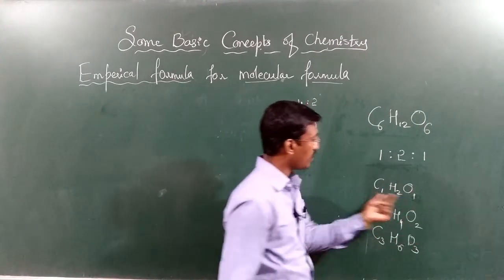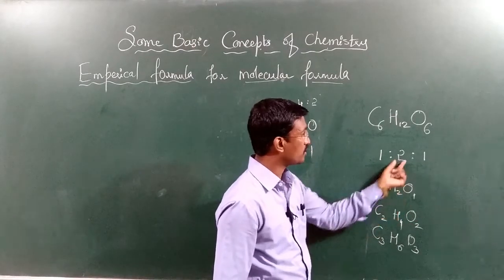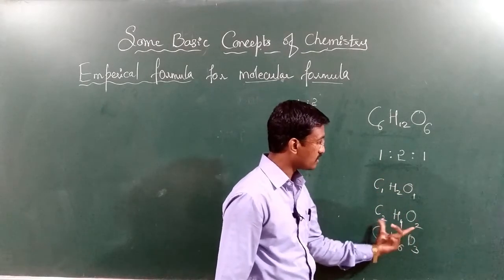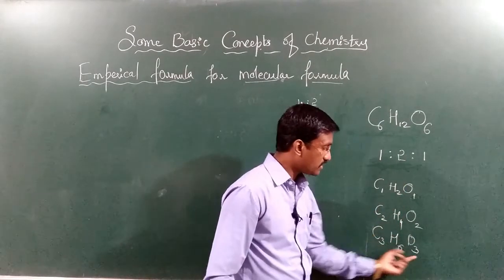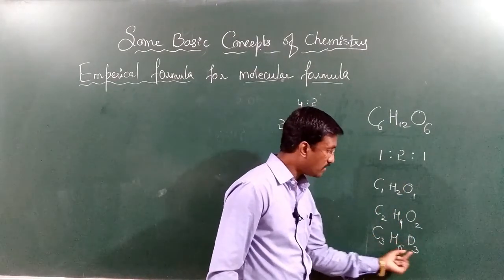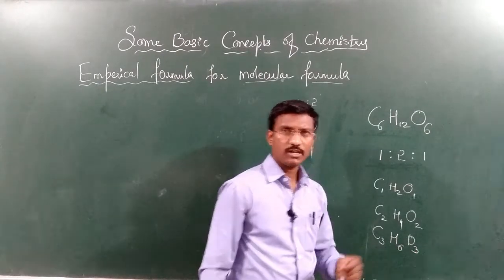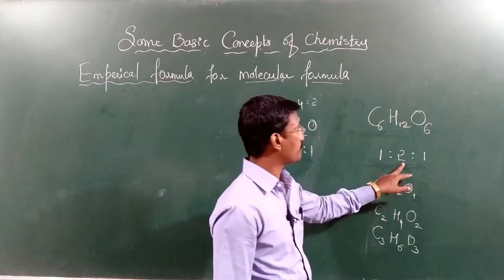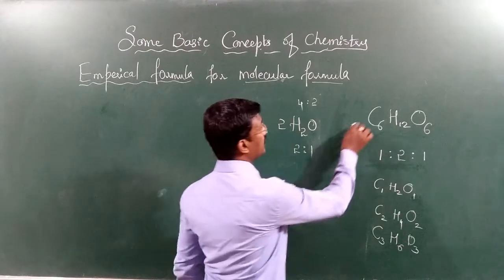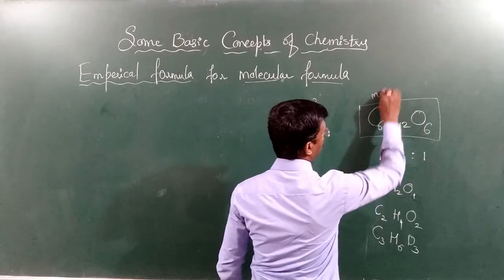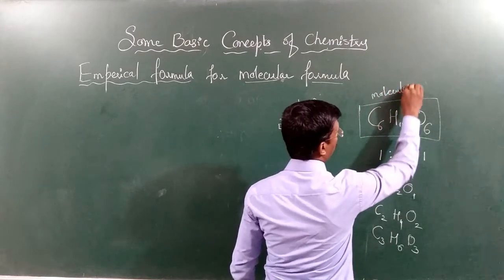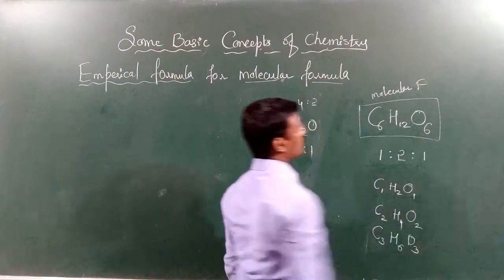Can you see here? Carbon and oxygen are 1 and hydrogen is 2. Here also carbon and oxygen are 2, hydrogen is 4. Carbon and oxygen are the same, 3, and hydrogen is double that. So the ratio remains the same. If we write exactly the formula C6H12O6, then we call that the molecular formula. This is called the molecular formula.